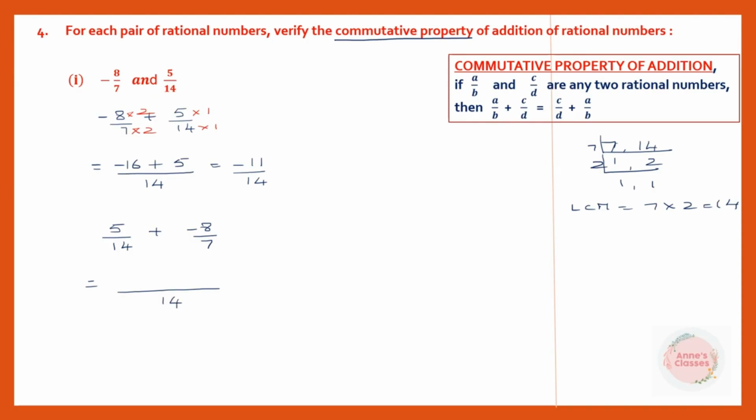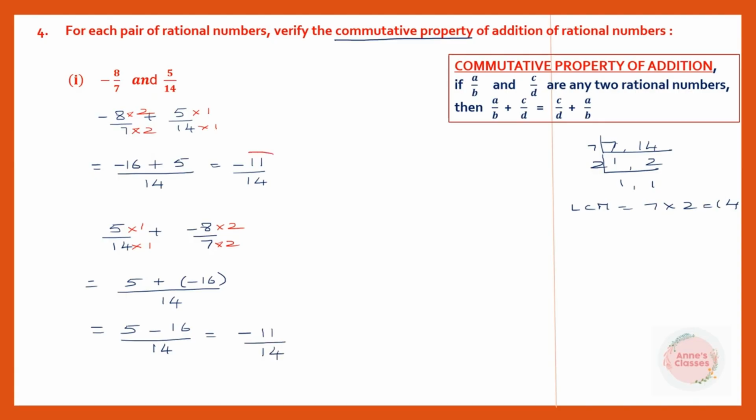14. Now take the first rational number. Denominator is 14. 14 into 1. So 5 into 1 is 5 plus. Now the next one. Denominator is 7. 7 twos are 14. So minus 8 into 2 is minus 16. So this will be 5 minus 16 by 14. When signs are different, we put the sign of the bigger number. Okay. So we put the sign of the bigger number and we subtract 16 minus 5 is 11. Minus 11 and the denominator is 14.